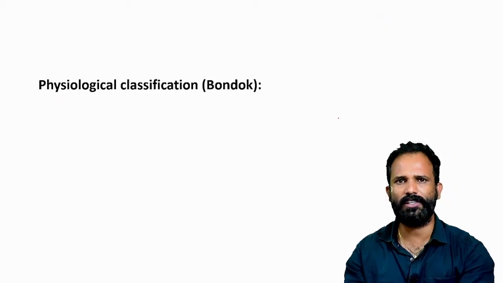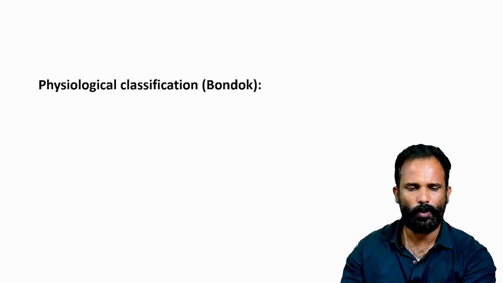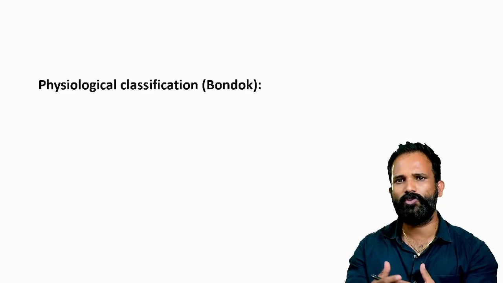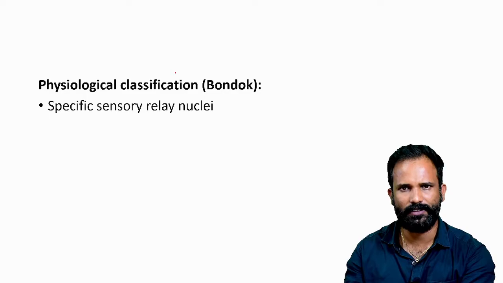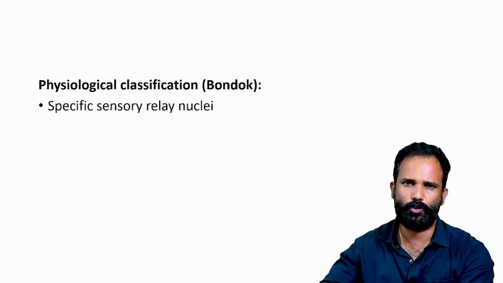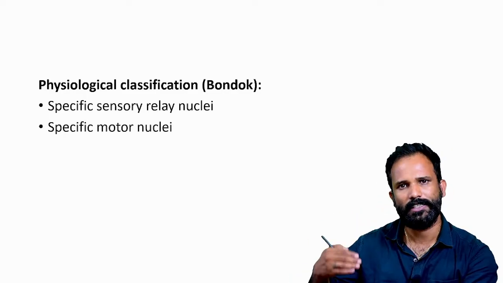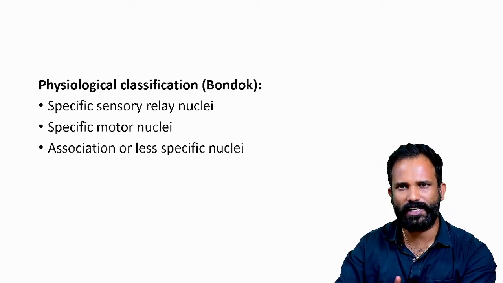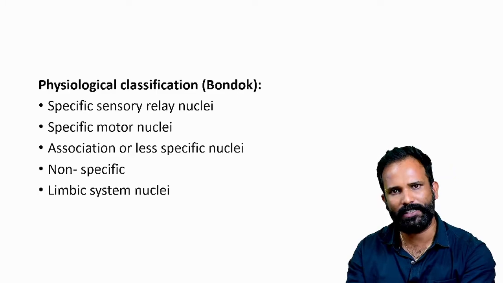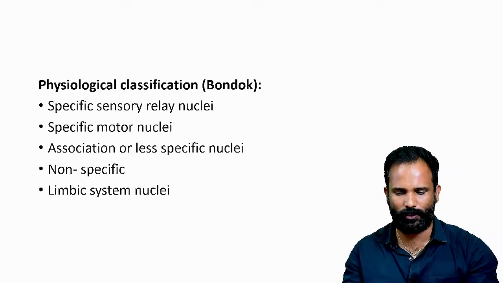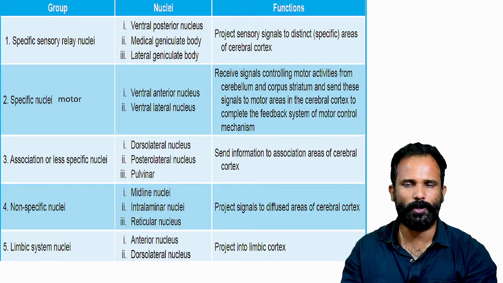And coming to the physiological classification by Bondock, it is based on their function. Are they specific and carrying sensory information? So: specific sensory relay nuclei, specific motor, association or less specific, non-specific, and limbic system nuclei. So we classified them into 5 groups. Now we'll talk about those.